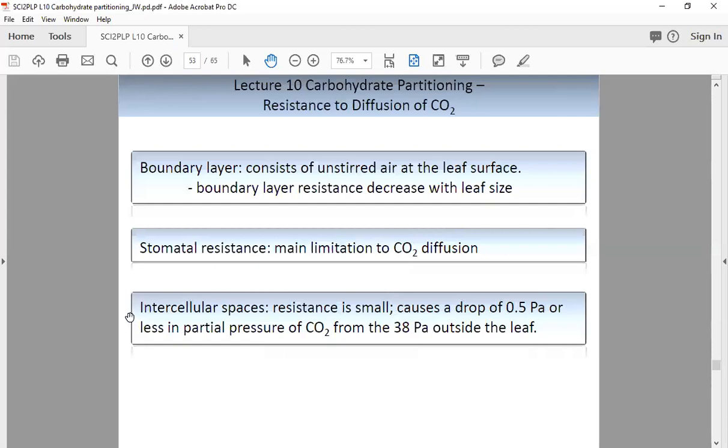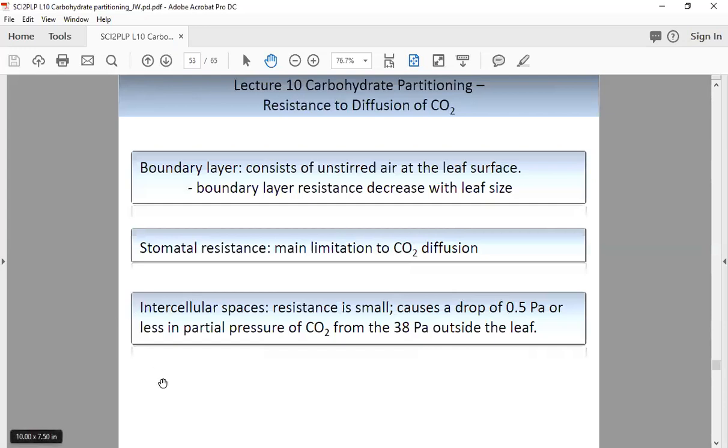Okay, next we have resistance to carbon dioxide diffusion in the leaf air spaces, called the intercellular airspace, and this is called intercellular airspace resistance. This resistance to CO2 diffusion is usually quite small, causing a drop of about 0.5 pascals or even less in partial pressure of carbon dioxide in comparison to the 38 pascals of partial pressure of CO2 outside the leaf.